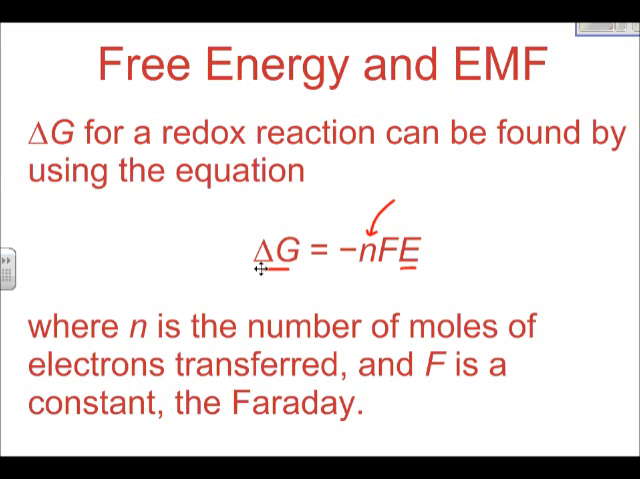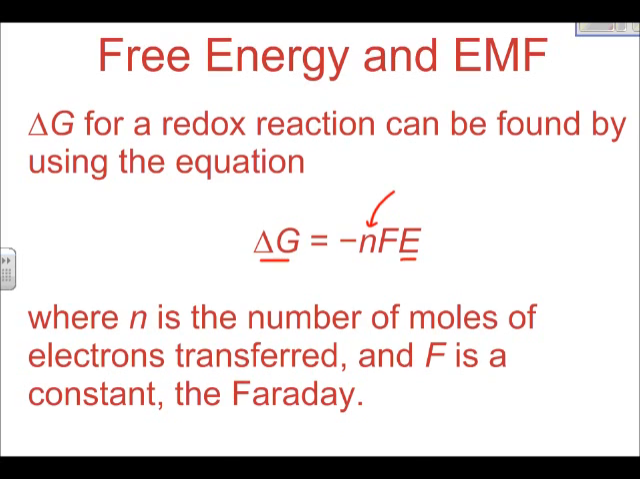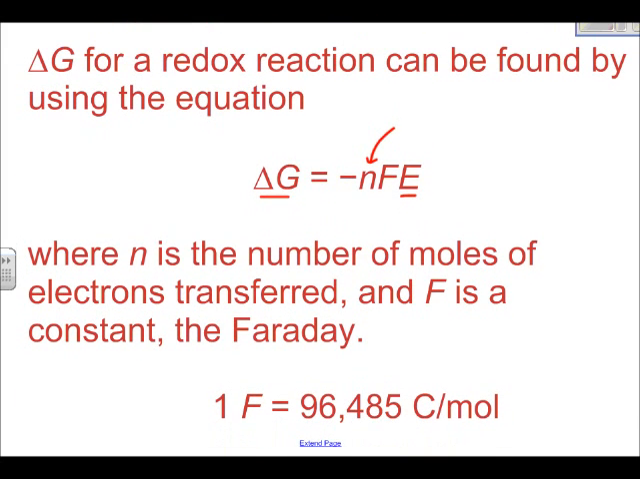And F is what's called Faraday's constant. Faraday's constant has a value of 96,485 coulombs per mole. It's basically the charge on 1 mole of electrons. Remember that 1 electron has a charge of 1.6 times 10 to the negative 19th coulombs. And so if you multiply that times a mole, Avogadro's number, you end up with this many coulombs per mole being equal to 1 Faraday.